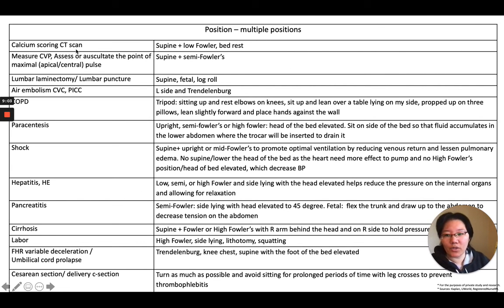Positioning for this table, the left side is the disease or the conditions, and the right side is the position. Here, the positions can be multiple. For example, CVC PICC line, we use Trendelenburg, but then they're going to say is it the left side or right side. Sometimes the questions say patient has a lumbar puncture. Then what position do they need to be in? Supine, fetal, log roll. So these are the three. So they're not just in one position. They are in multiple positions.